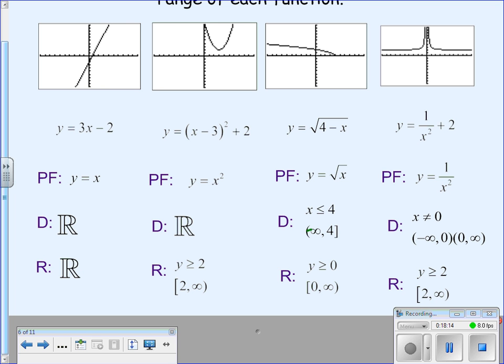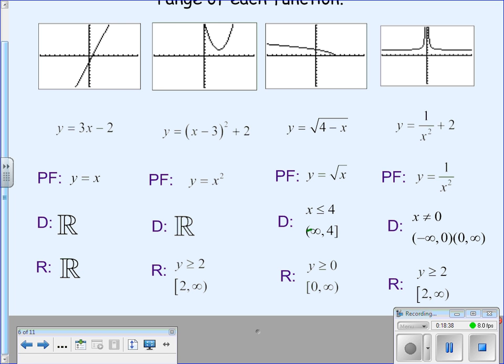All real numbers for the line. Y is greater than or equal to 2. If this is 0, the lowest it gets, and the graph gives you a picture of it, it can't get below a certain point, 2 or larger. Same thing on this one, it's from 0 to infinity. It kind of grows slowly, but eventually it will reach towards infinity.